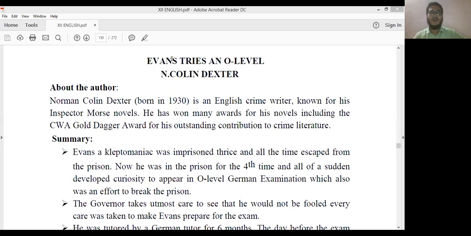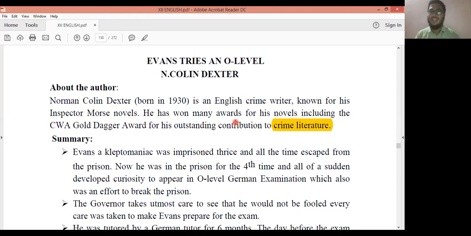So, brief details, a short discussion about the author. Norman Colin Dexter, born in 1930, is an English crime writer known for his Inspector Morse novels. So he's famous for his Inspector Morse novels. He has won many awards for his novels, including the CWA Gold Dagger Award for his outstanding contribution to crime literature. So this man was famous for crime literature, and you can understand Ivan is about a crime and the tricks played by the protagonist.